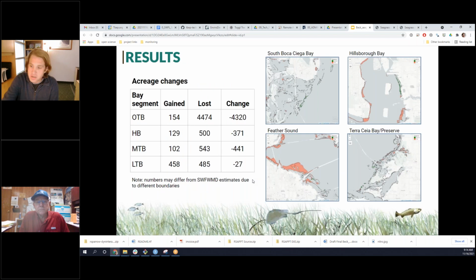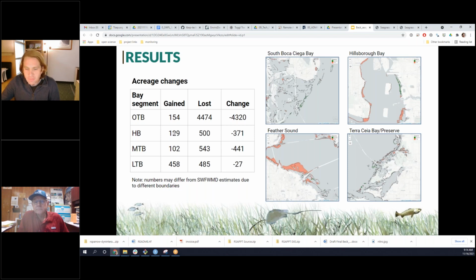And then when I did this change analysis, so now we're looking at some results, looking at the gain-loss estimates for the different polygons. I just have some images here of different areas. So this is Lower Tampa Bay here. Here's Hillsborough Bay. Here's Old Tampa Bay, Feather Sound, where we saw a lot of losses. And then here's the southeastern edge, looking at Terra Ceia Bay down here.